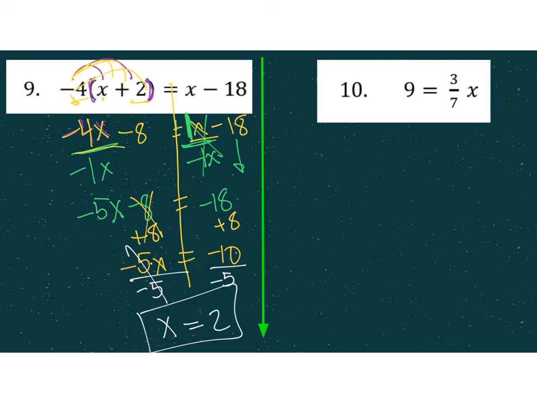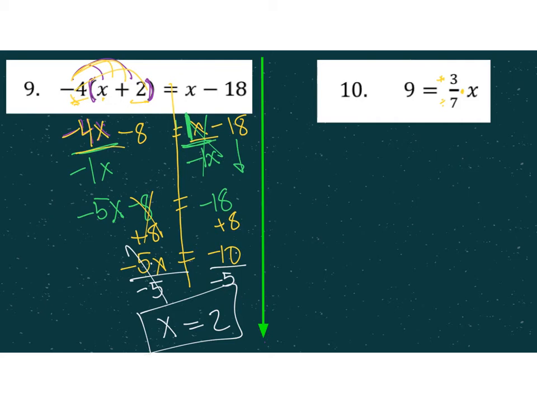All right, number 10, here we go. So in number 10, I have 3/7 times x, which is equal to 9. Okay, 9 equals 3/7 times x. So what's happening here is you're technically multiplying by 3 and dividing by 7. That's what happens when you've got a fraction going on.